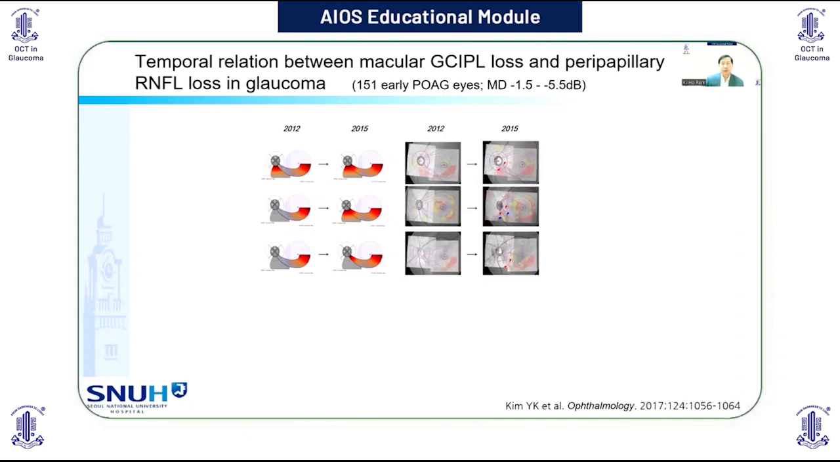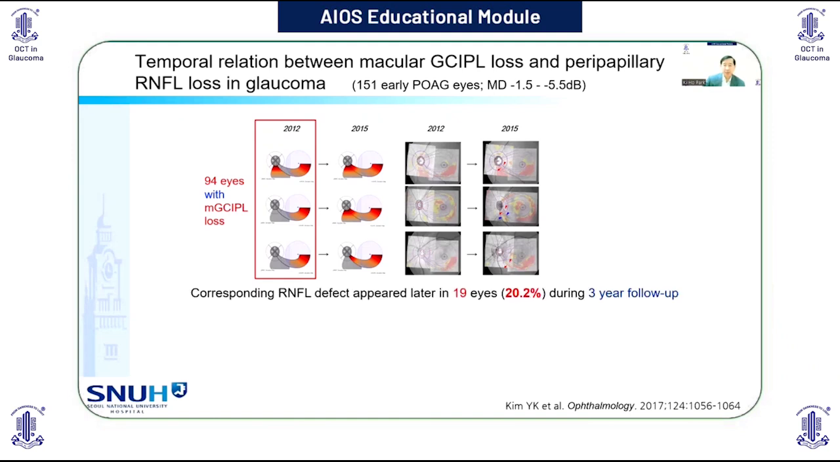And if we follow the POH patient with early cases, those 94 eyes with the ganglion cell GCIPL loss were followed up for 3 years, and among them, about 20% showed corresponding RNFL defect later.